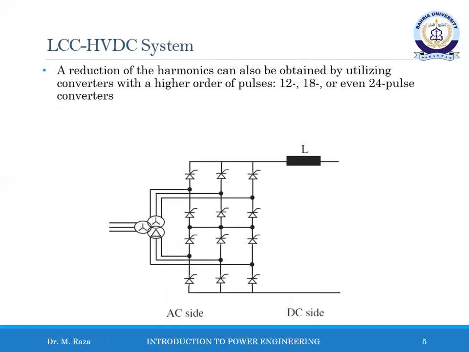In order to reduce harmonics in the AC system, additional harmonic filters are needed. A reduction of harmonics can also be obtained by utilizing converters with a higher order of pulses, such as 12, 18, or even 24 pulse converters. Most classic HVDC configurations use 12 pulse converters as shown in this diagram. These 12 pulse converters cancel out the 5th, 7th, 17th and 19th harmonics.